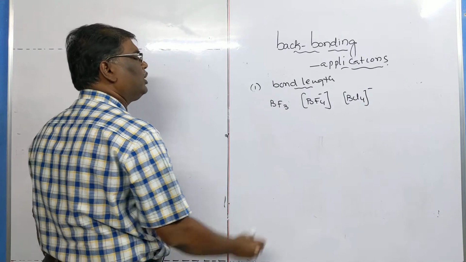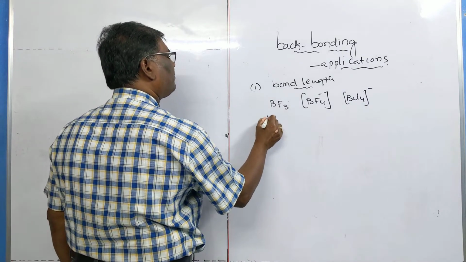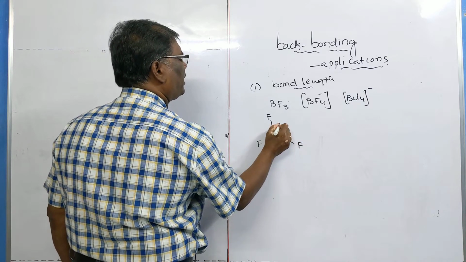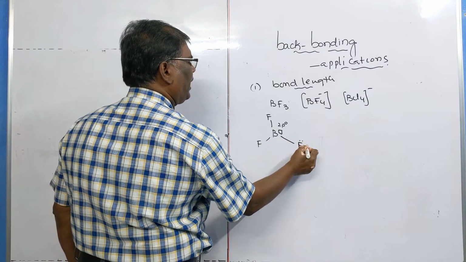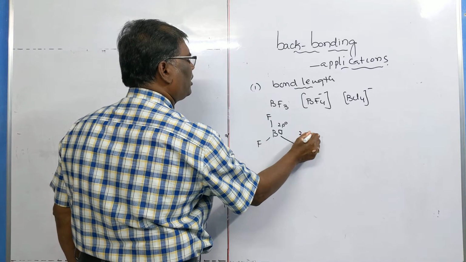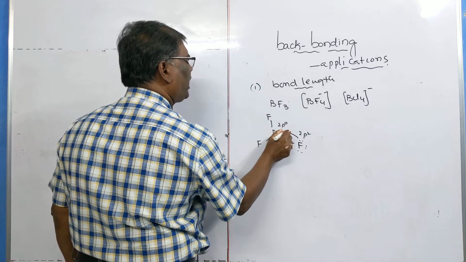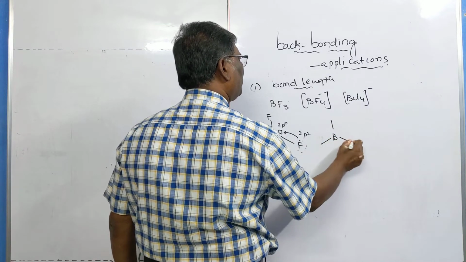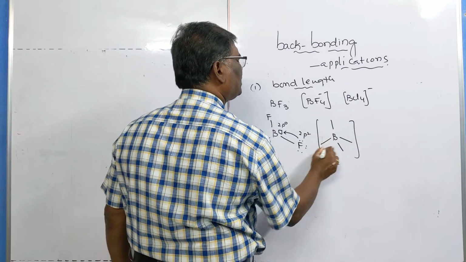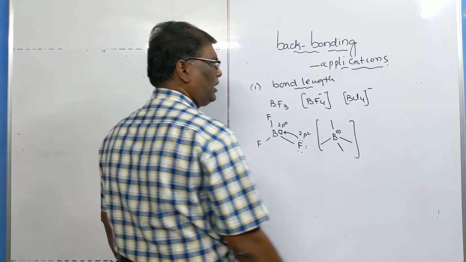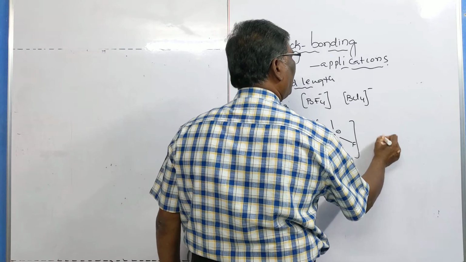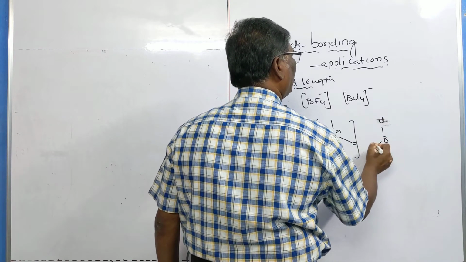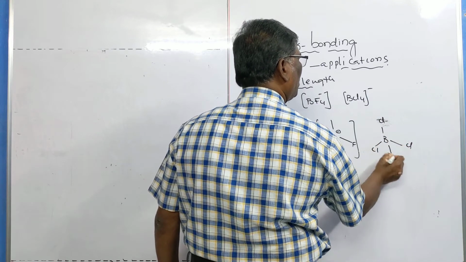In BF3, there is back bonding between the vacant 2p orbital of boron and the completely filled 2p orbital of fluorine. Thus back bonding is found in this one. In BF4 minus there are 4 bonds, and of course it has a negative charge. In BCl4 minus also there are 4 bonds between boron and chlorine atoms.